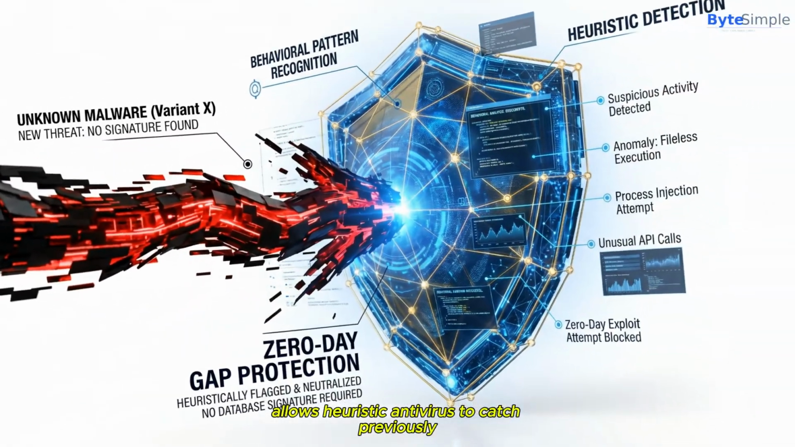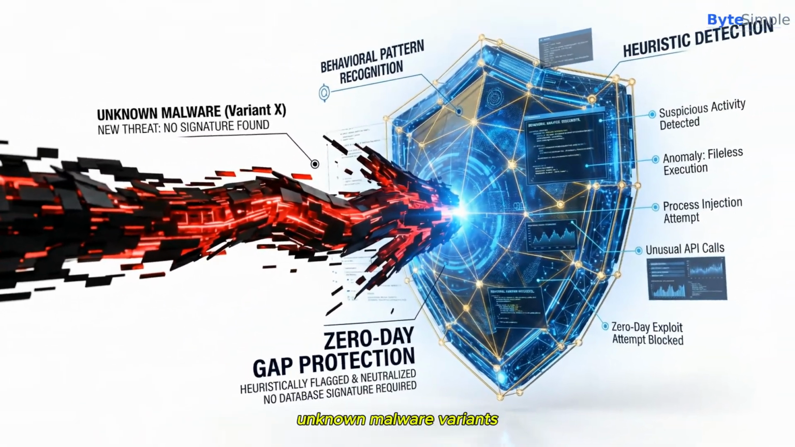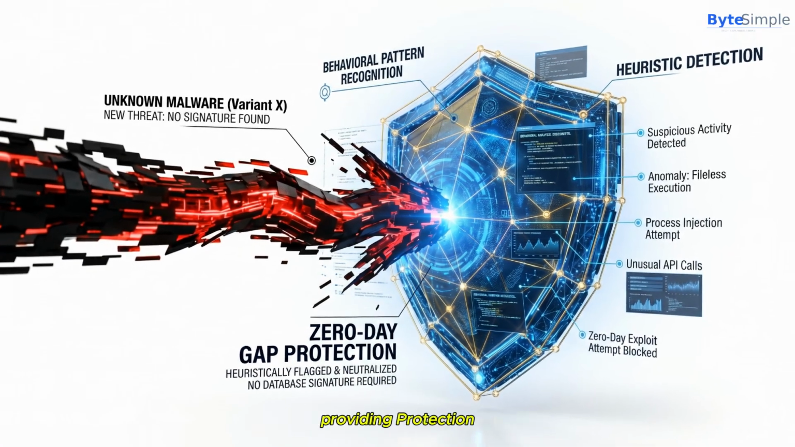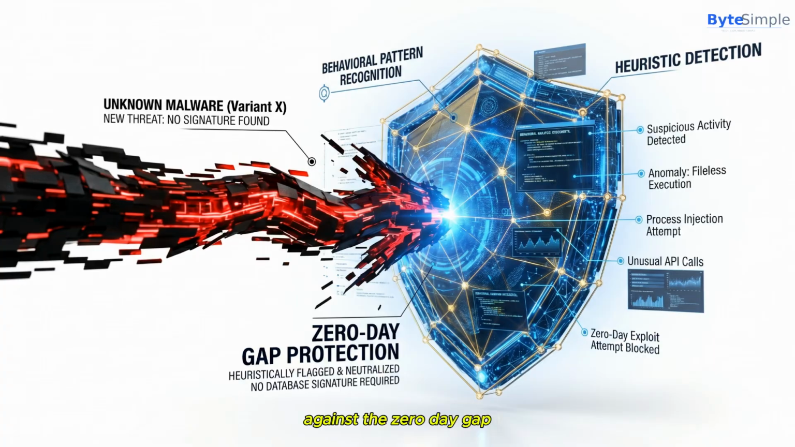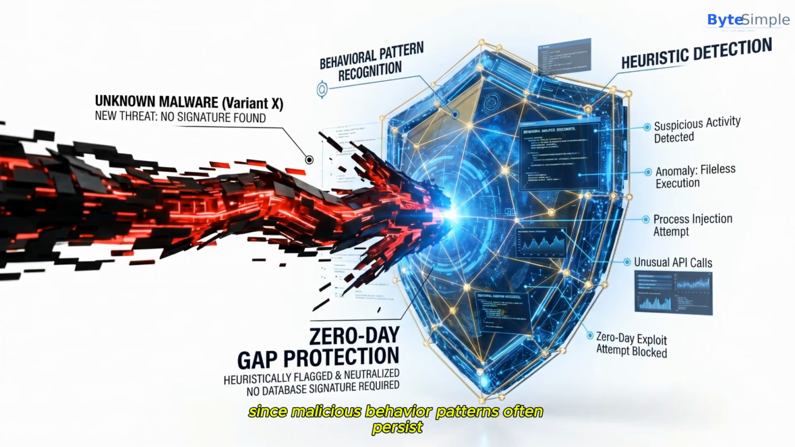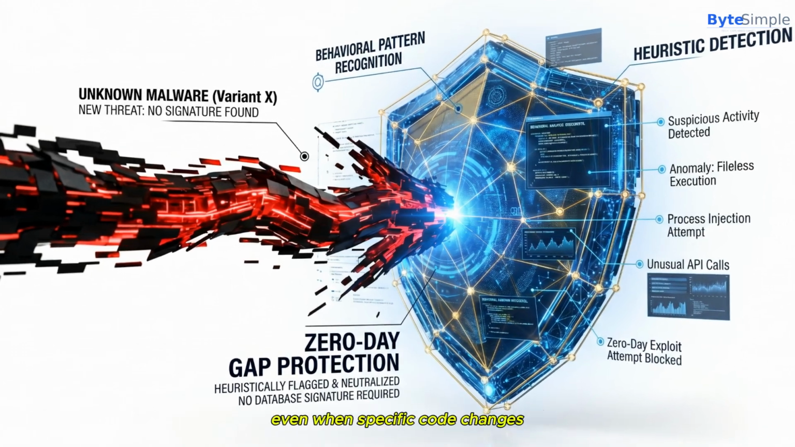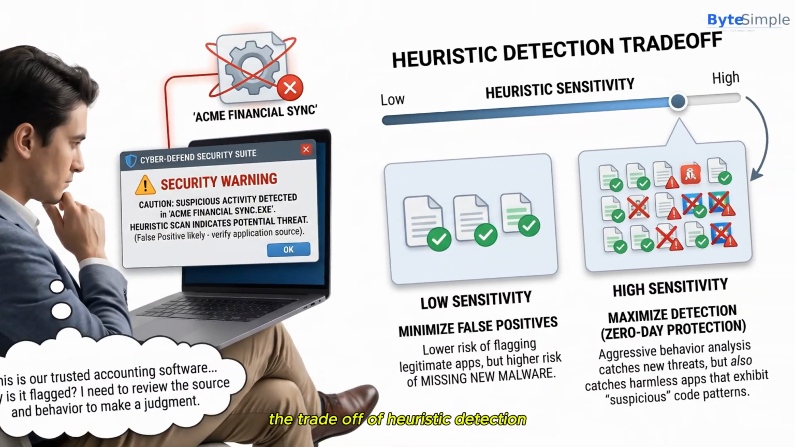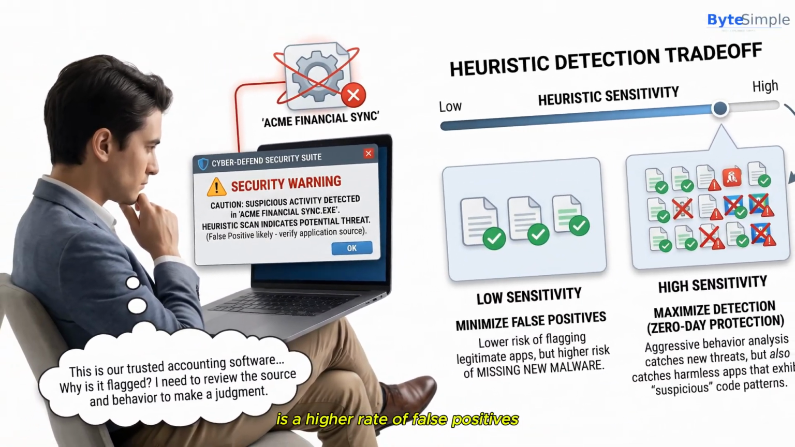malicious software. This approach allows heuristic antivirus to catch previously unknown malware variants and even some genuinely new threats, providing protection against the zero-day gap that pure signature detection cannot address, since malicious behavior patterns often persist even when specific code changes. The trade-off of heuristic detection is a higher rate of false positives.